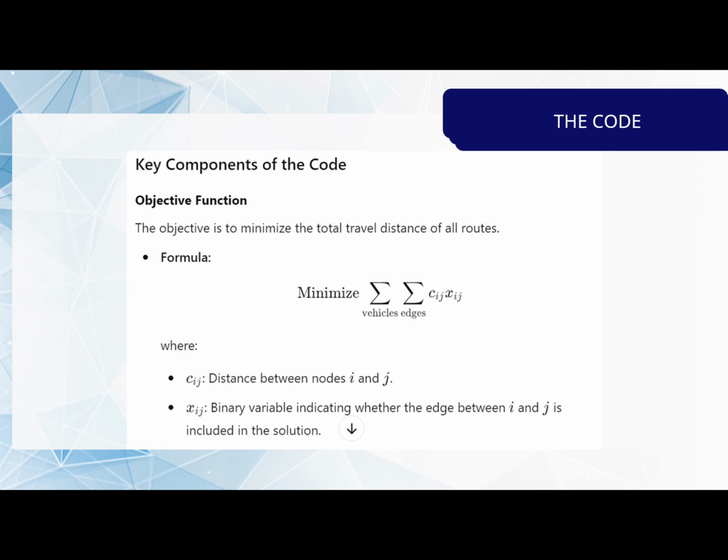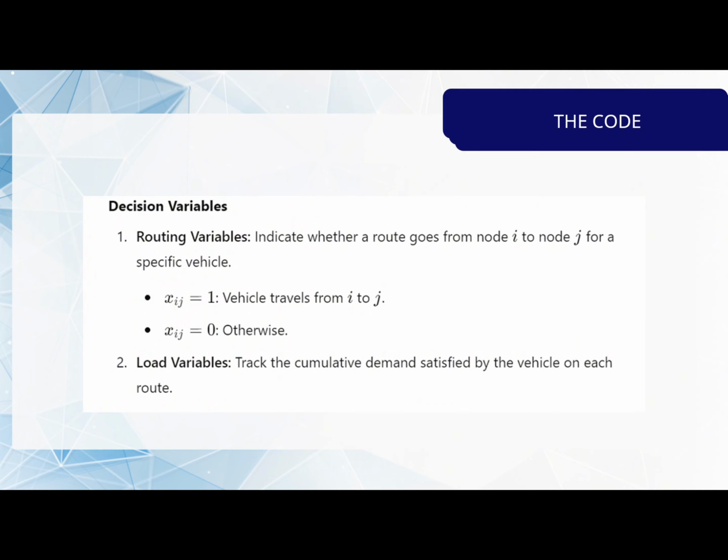The first is the component of the objective function. The objective is to minimize the total travel distance of all routes. In the formula, Cij is the distance between node i and node j, and Sij is a binary variable indicating whether the edge between i and j is used. And second, for the decision variables, the routing variable indicates whether a route goes from node i to node j for a specific vehicle. The load variable tracks the cumulative demand carried by the vehicle on each route. Sij equals 1 if the edge is used, and Sij equals 0 otherwise.